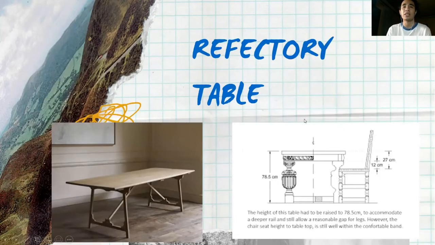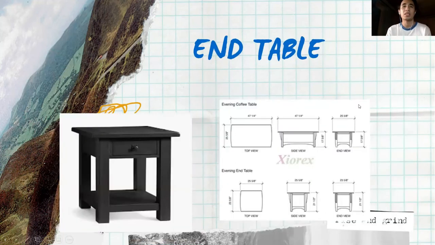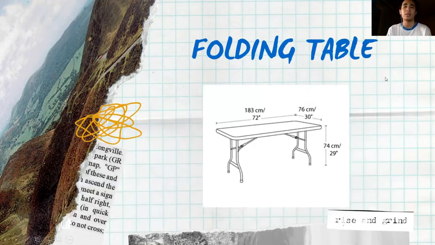A reflector table. I don't know this one. I've never seen it. As you can see here, it's like a CEO type of table. This unit depends. It's a reflector table. You see more table. That's basically another table. That's the dimension of it. You can't really see it.